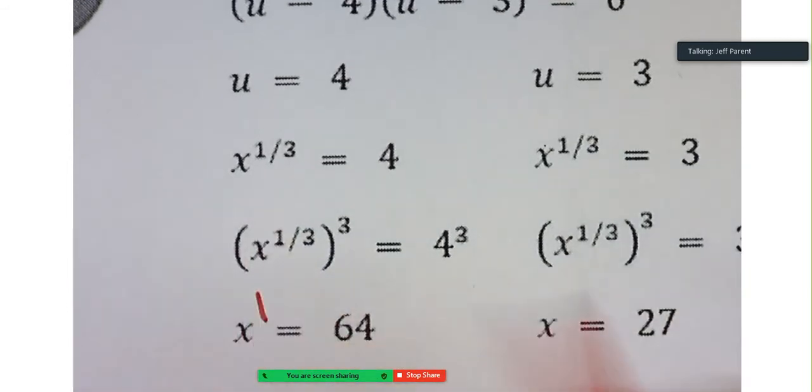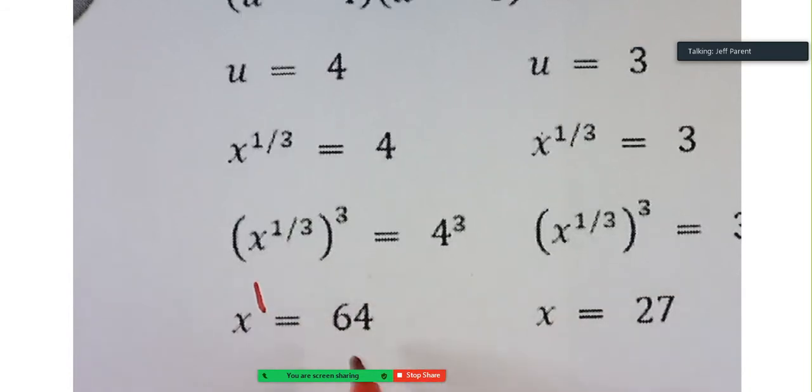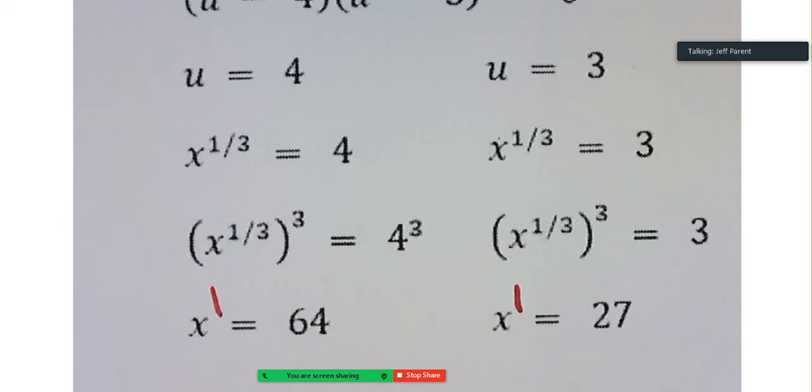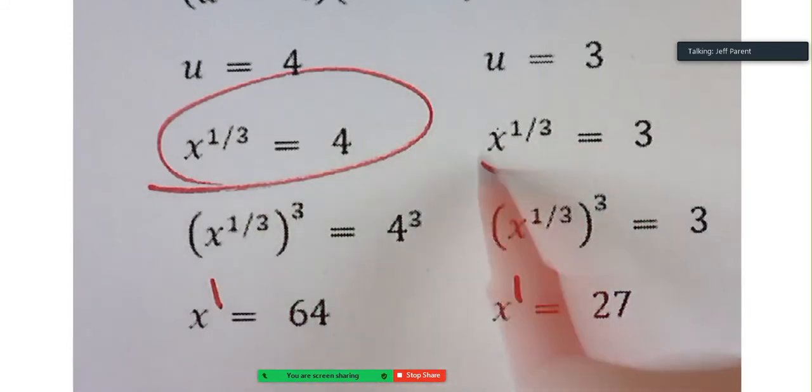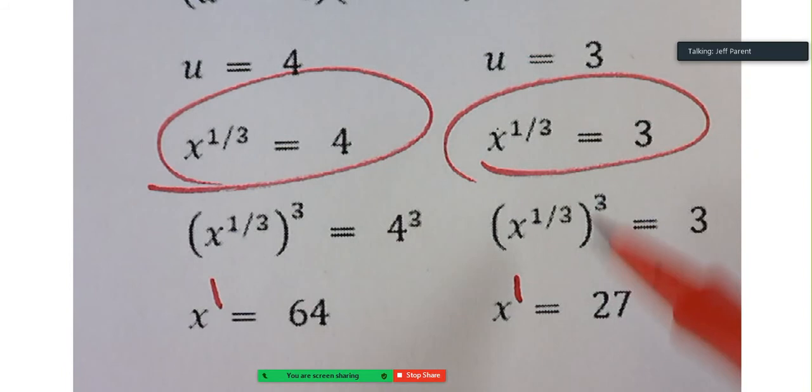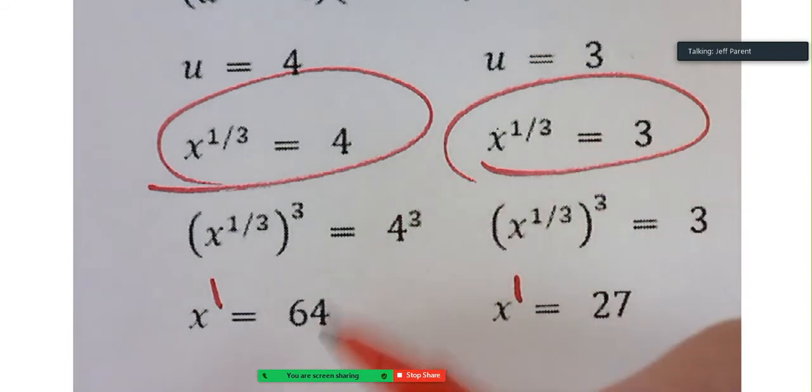power. And 4 cubed is 64. 3 cubed is 27. But you're done. Raise both sides to the reciprocal power. You should check these back in this equation here. They both check. The cube root of 27 is 3, the cube root of 64 is 4.